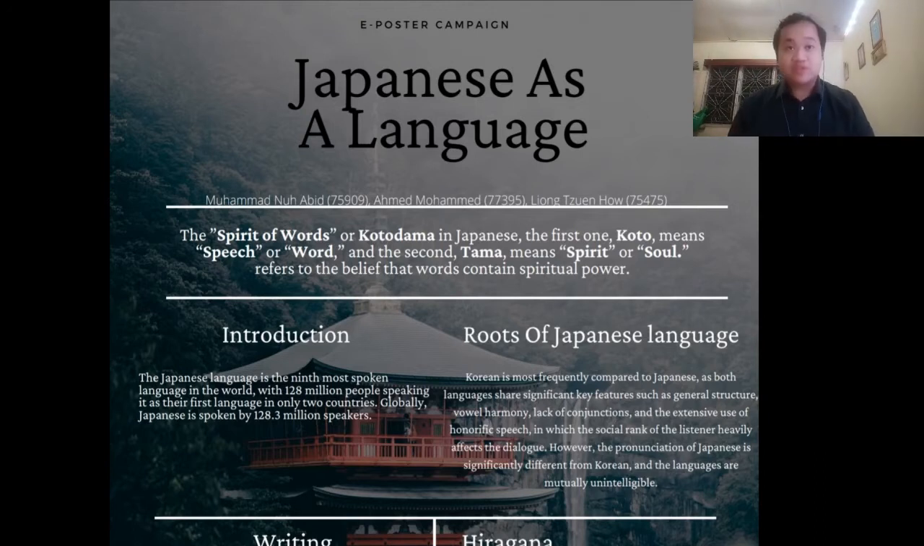Roots of the Japanese language. Korean is the language most closely related to Japanese. Why do I say this? To support the roots of the Japanese language, both languages share significant key features such as general structures, vowel harmony, lack of conjunctions, and extensive use of honorific speech, in which the social rank of listeners heavily affects the dialogue. But in terms of pronunciation, the Japanese language is different from the Korean language.